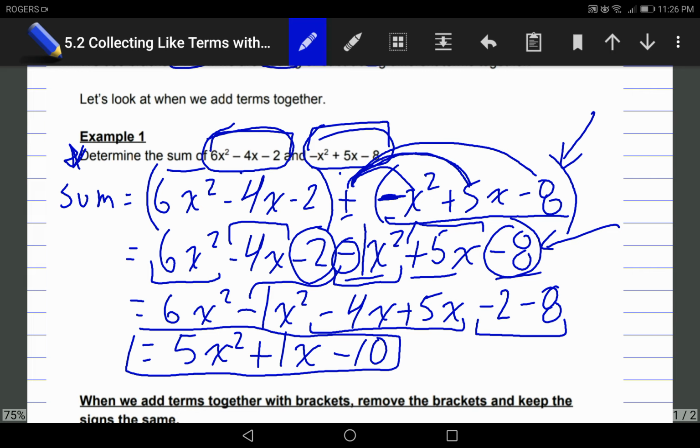And if you need to, on a blank sheet of paper, cover my answer here and try this one yourself. I strongly suggest you do that. Okay, strongly suggest you do that.